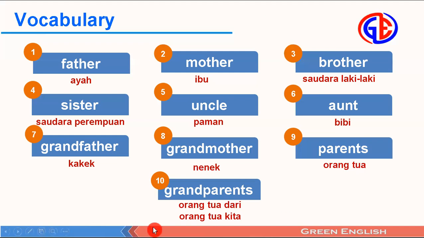Okay, so those are vocabulary that you might need to be familiar with when you are talking about family. So we have father, mother, brother, sister, uncle, aunt, grandfather, grandmother, parents, children. Basically, we still have grandchild. Ya, grandchild itu adalah cucu. But I think that's enough. Maybe we can learn about it another time. Okay, so that's it about vocabulary.